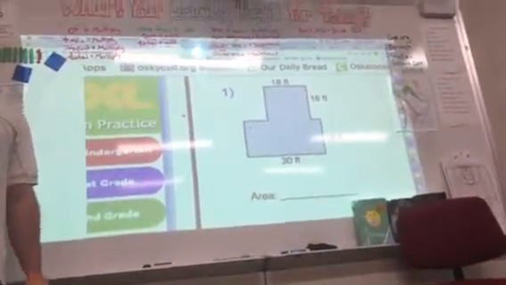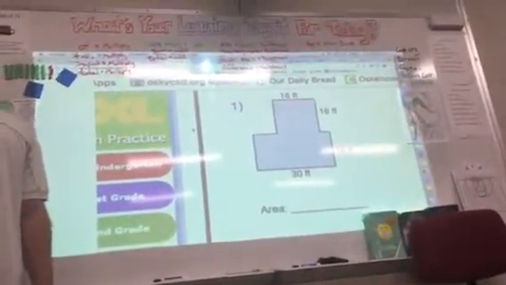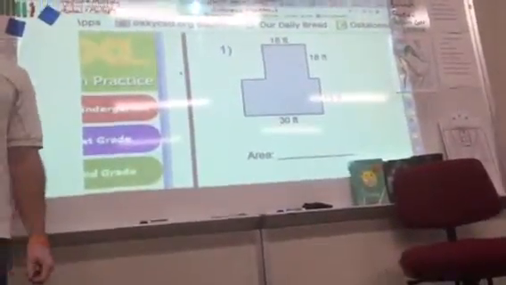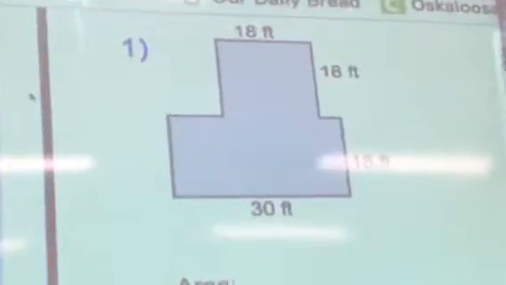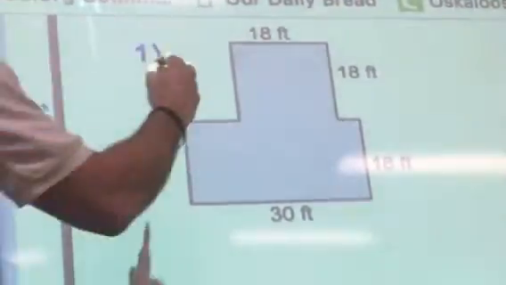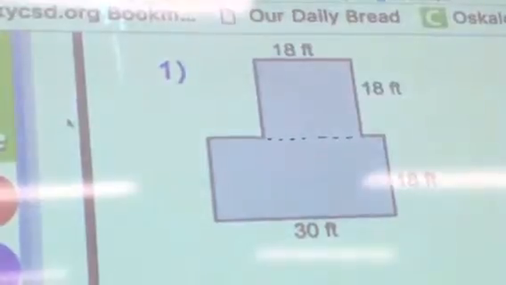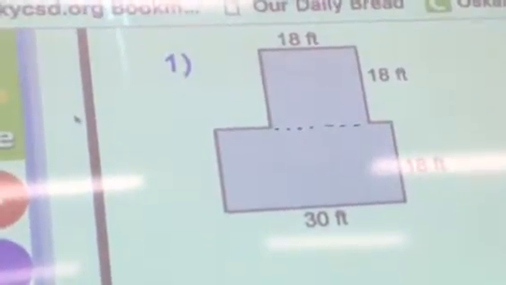You guys split it? Sure, you need to mentally see shapes that you can create out of this. So what do you see? I see a square and a rectangle. Sure, so if I put a dotted line, what's the dotted line represent? It's invisible, right?